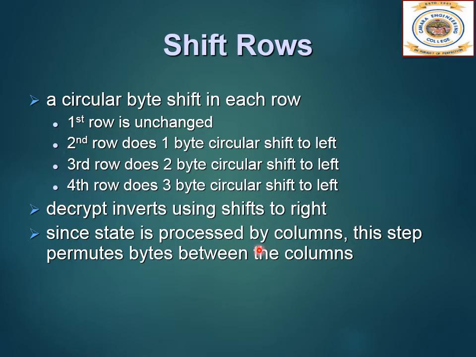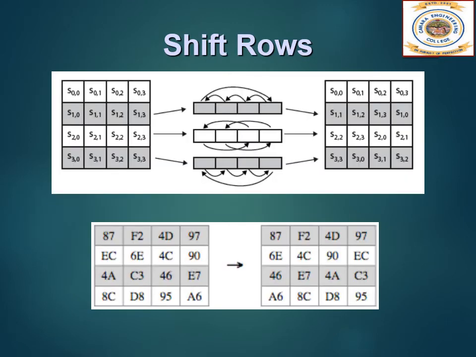In the decryption process, the shift is done in the opposite direction, that is a shift to the right. Now since the state is processed by columns, this step permutes bytes between the columns. Here you can see the state array of the input. This is the input to shift rows, and the first row is retained the same. There is no shift done to the first row. The second row gets a 1 byte left circular shift.